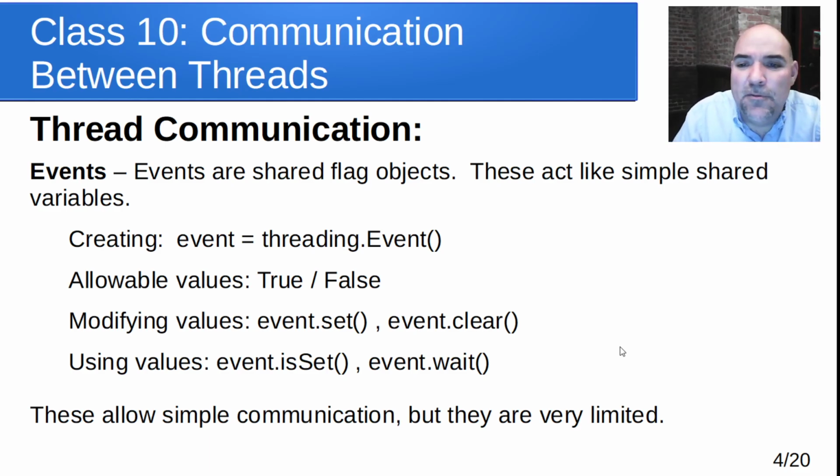And so it's a simple form of communication that can also act as synchronization, but the kind of value that you're sharing with one thread and another thread is just true or false. That's it. That's the only value that an event has. So it's a very simple kind of shared variable that's only a Boolean, and so it's very limited in what you can do with that.